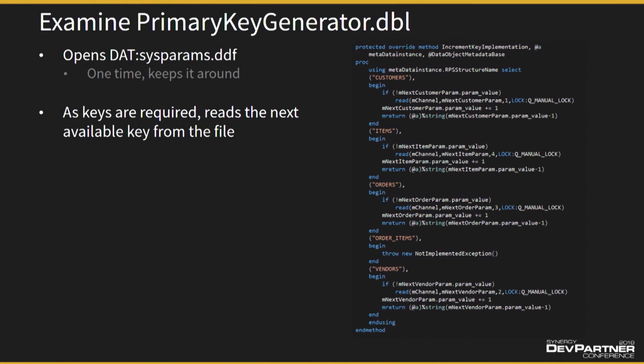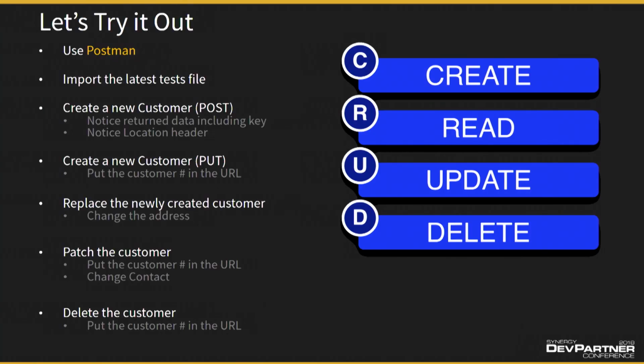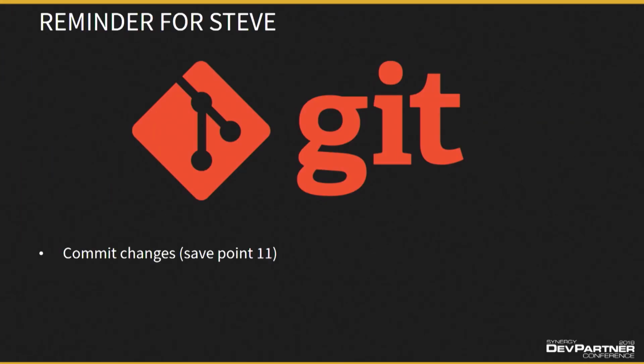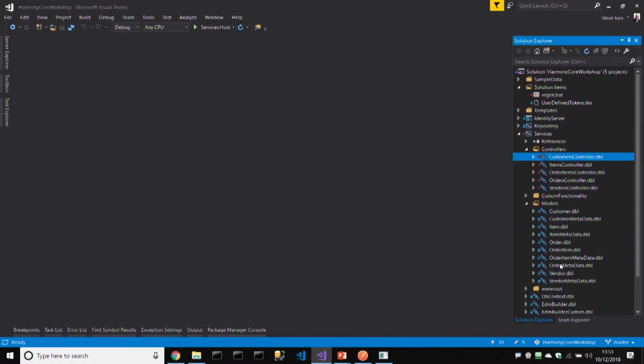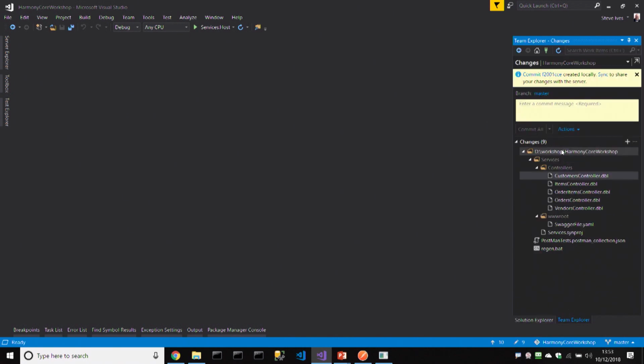Okay, so that's primary key generation. We looked at the source code. We've played with create, read, update, and delete. Let's save those changes away. We're getting towards the home straight at this point. So let's do CRUD and commit that.